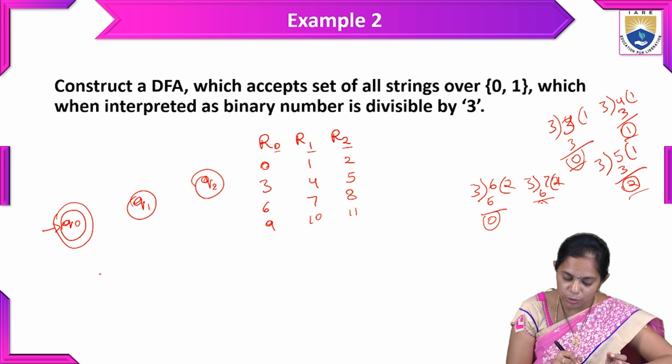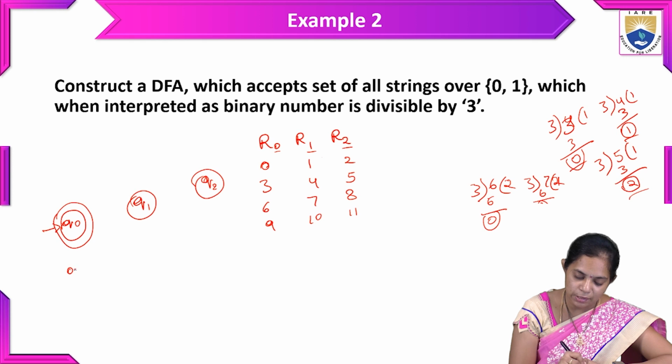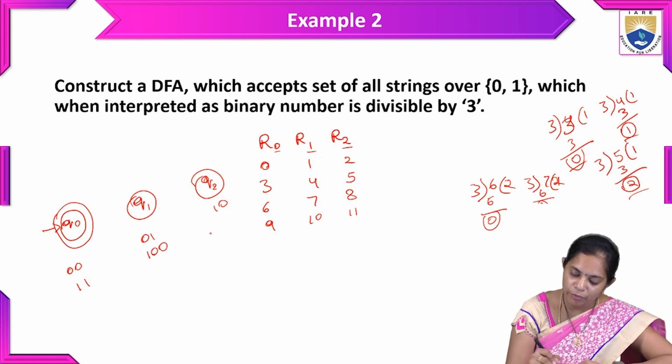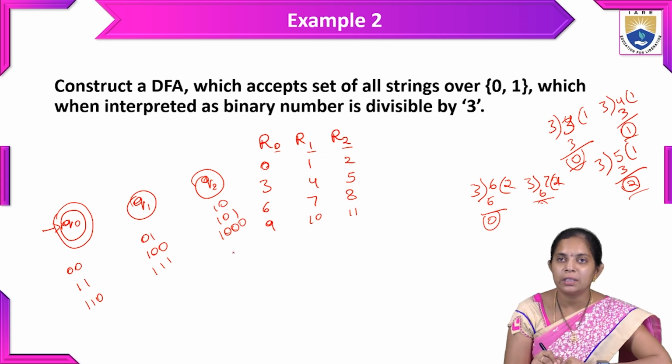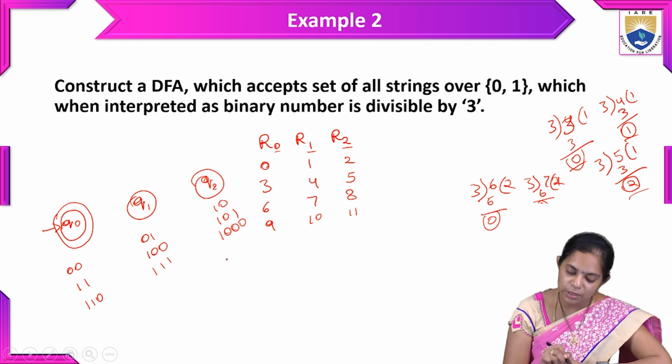And for this, we need to write the integer values as binary numbers. So 0 we will write 0, 0, and 1 we will write 0, 1, and 2 is 1, 0, and 3, how to represent the 3? 1, 1. And 4 is 1, 0, 0, and 5 is 1, 0, 1, and 6 is 1, 1, 0, and 7 is 1, 1, 1, and 8 is 1, 0, 0, 0. So these are all the binary number representations, and for this we will find out the transitions.